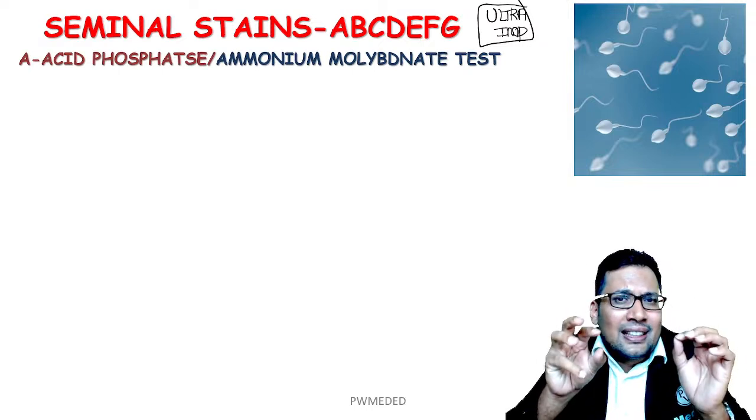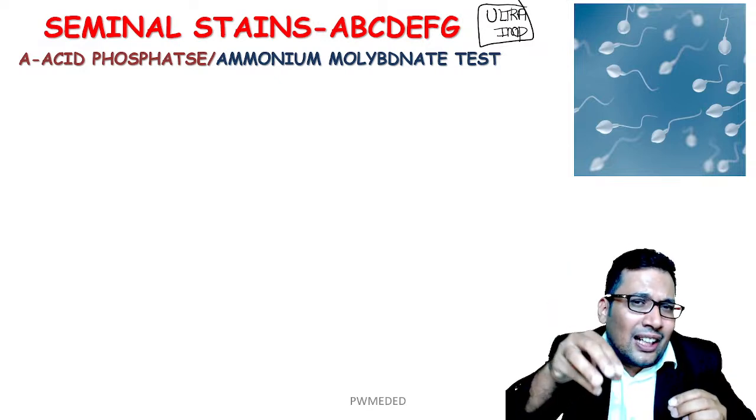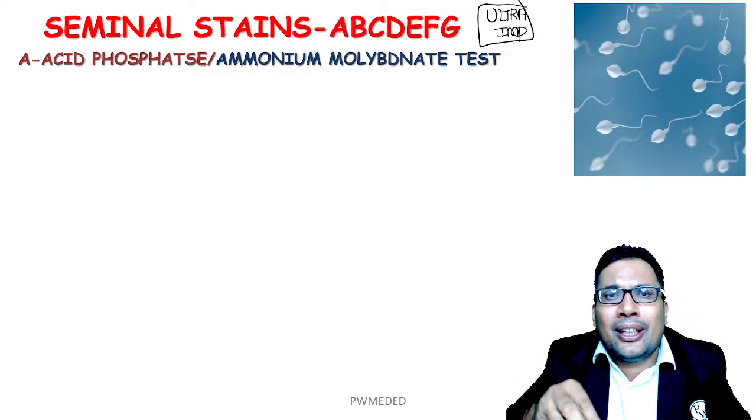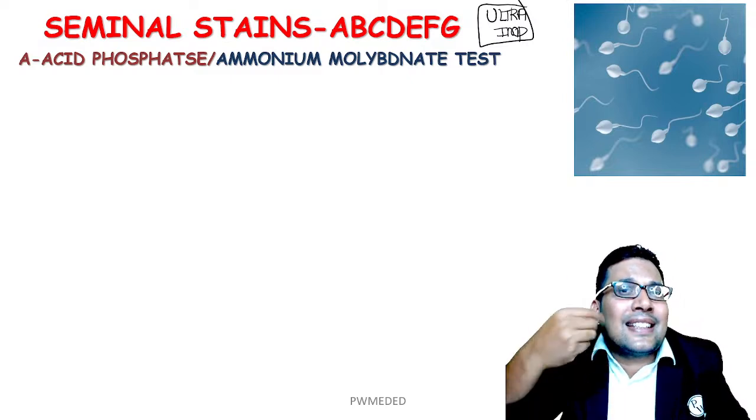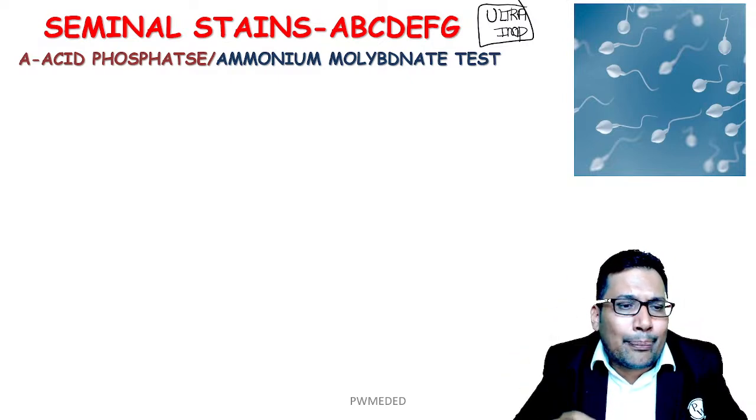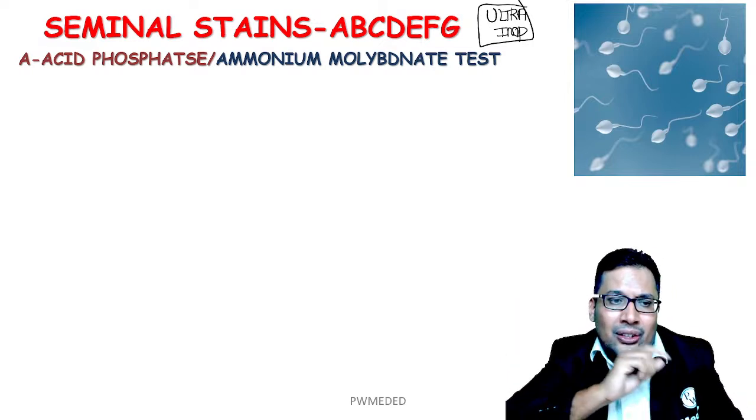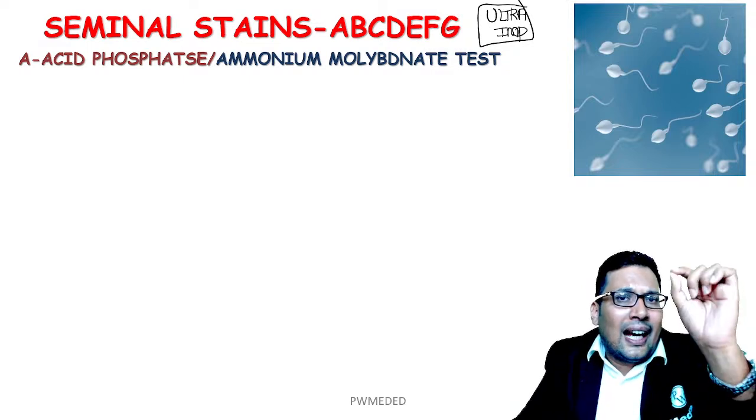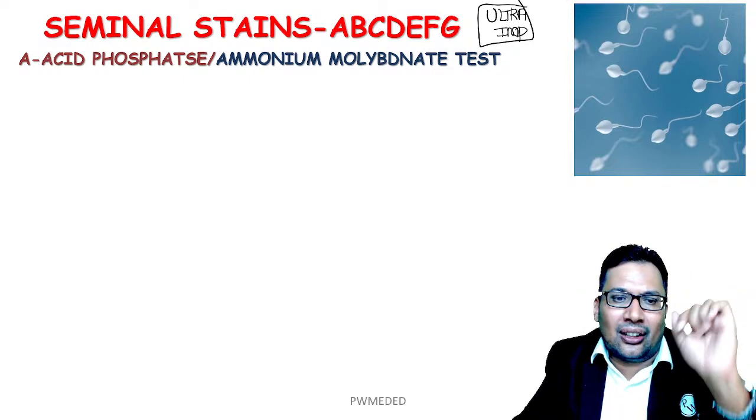Acid phosphatase is an enzyme that is present in seminal fluid. That is one of the commonest biochemical tests used for identification of seminal stain. So all of you write in the chat box, acid phosphatase is the most common test for the seminal stain.